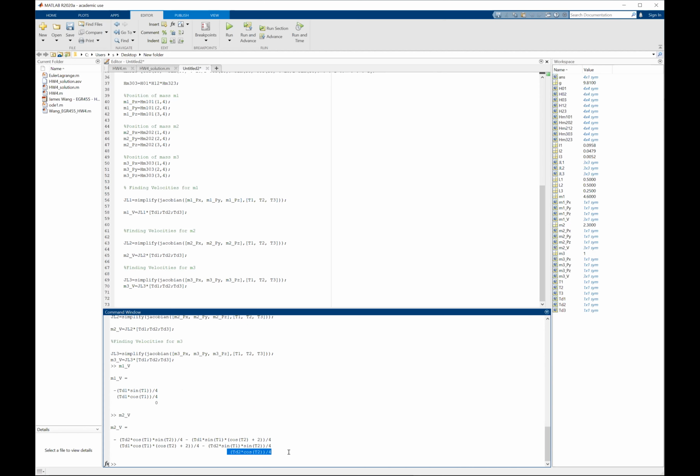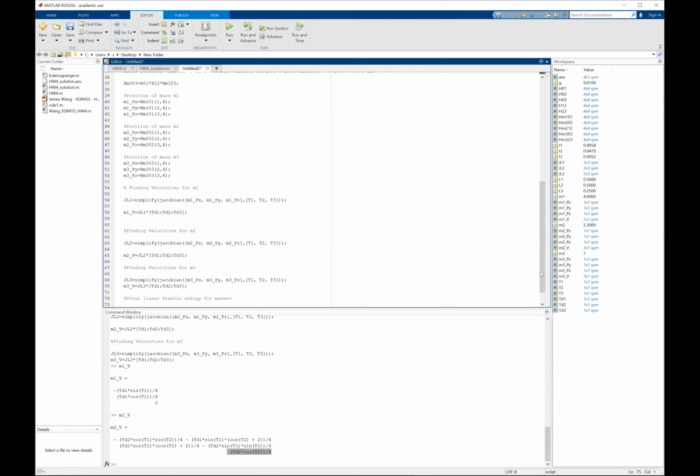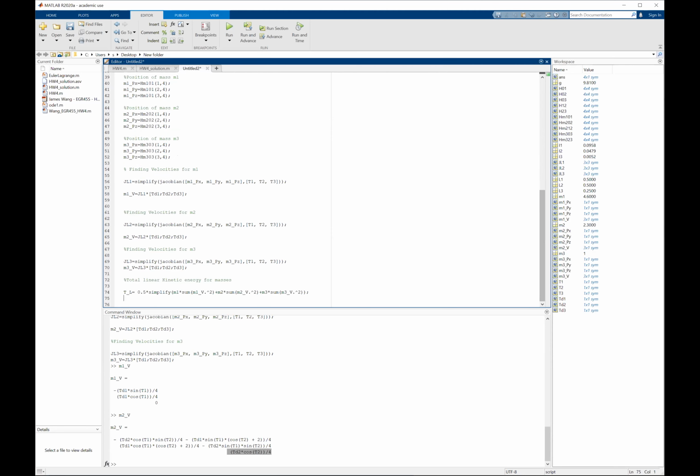And we already substituted the values of m1, m2, so it's all taken care of. To find the total velocity, I'm going to give you a very simple equation and I will explain how this works out. So this equation is something like this.